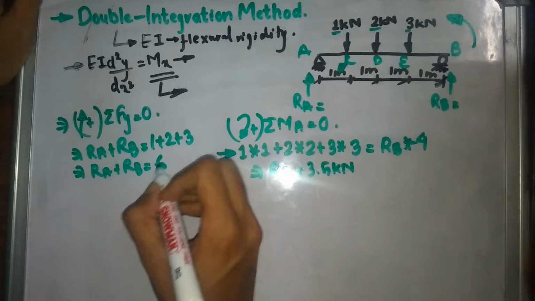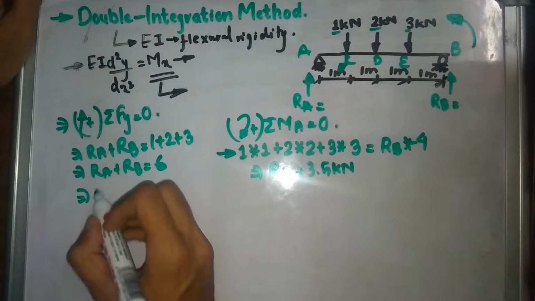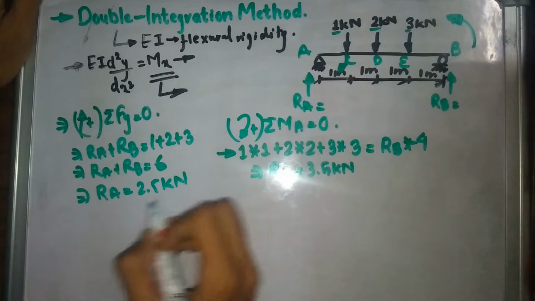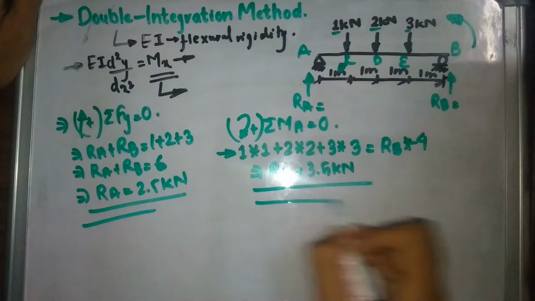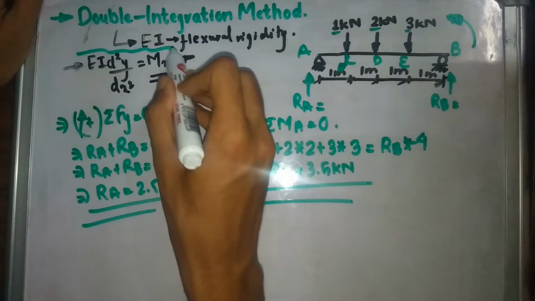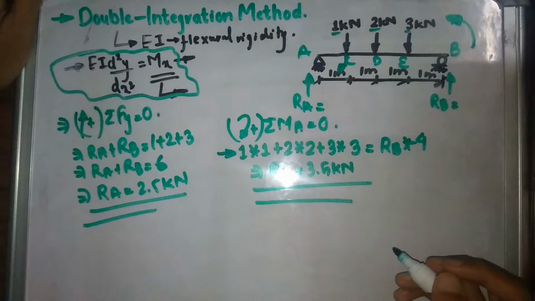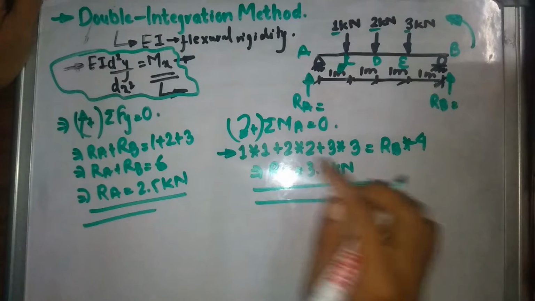If we substitute the value of RB over here, we get the value of RA as 2.5 kilonewton. So after calculating our reaction forces, we are going to use this equation in order to calculate our slope and deflection.